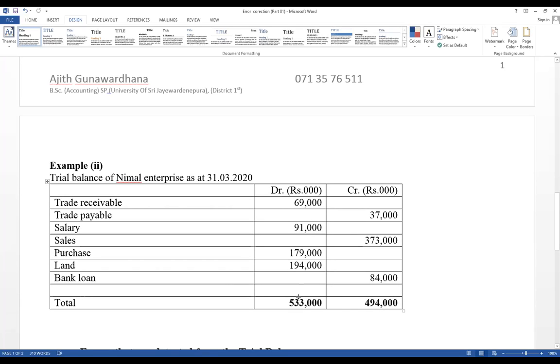Therefore, if trial balance is not equal, temporarily we have to equalize it. Take the increased side total amount. Take that value to the other side. Then the difference value should be considered as suspense account.